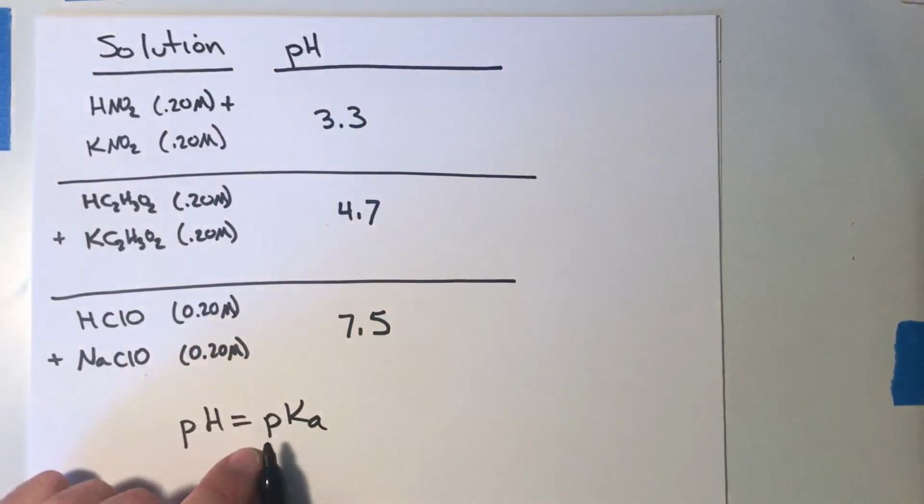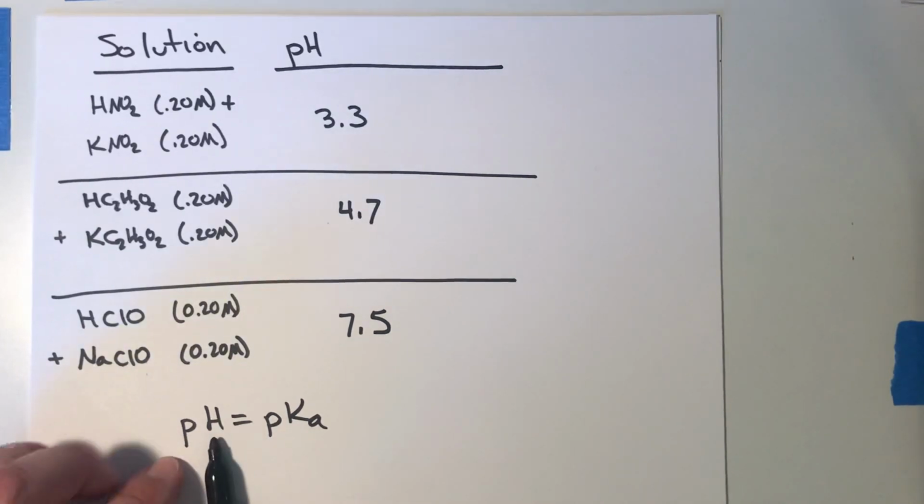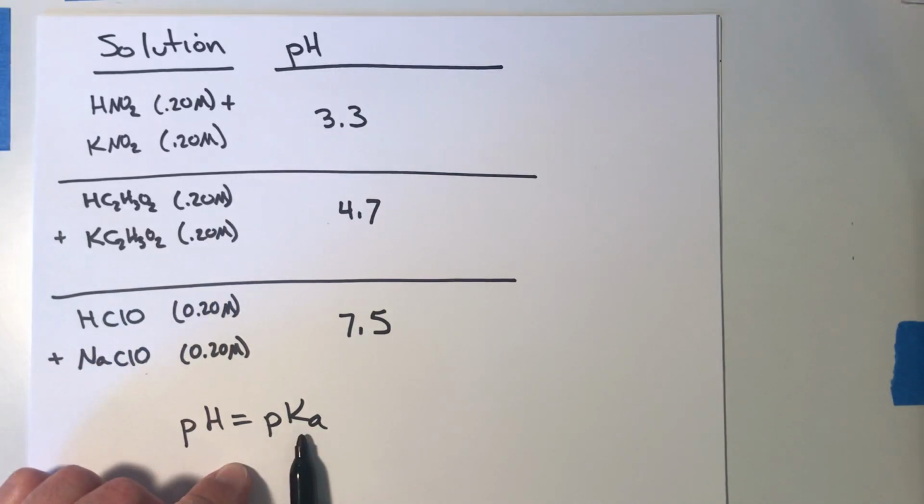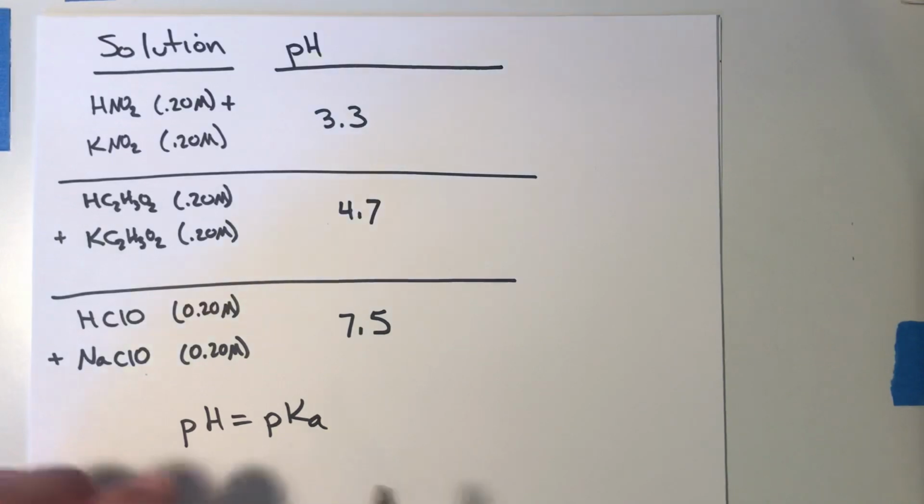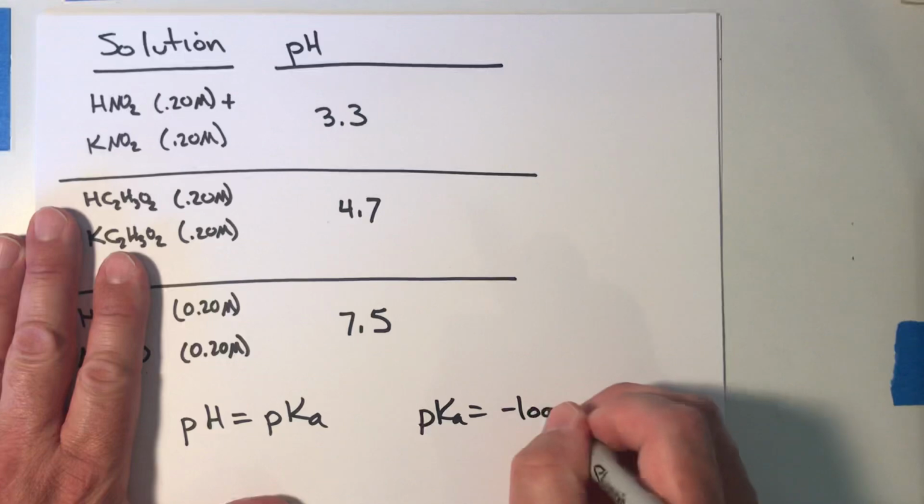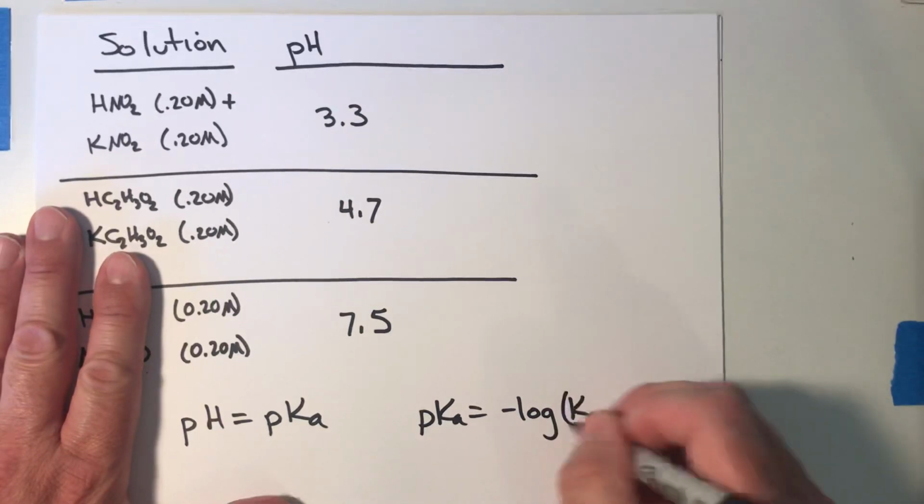Now remember that this lowercase p is just a math symbol that always means take the negative log of the thing behind it. So if we say pH, that was the negative log of the hydrogen ion concentration. When we say pKa, we mean take the negative log of the Ka. So we're going to define the pKa as the negative log of the Ka value.